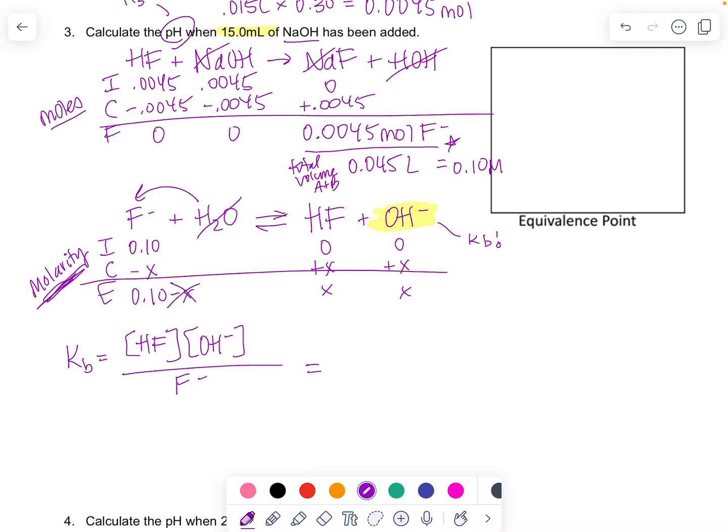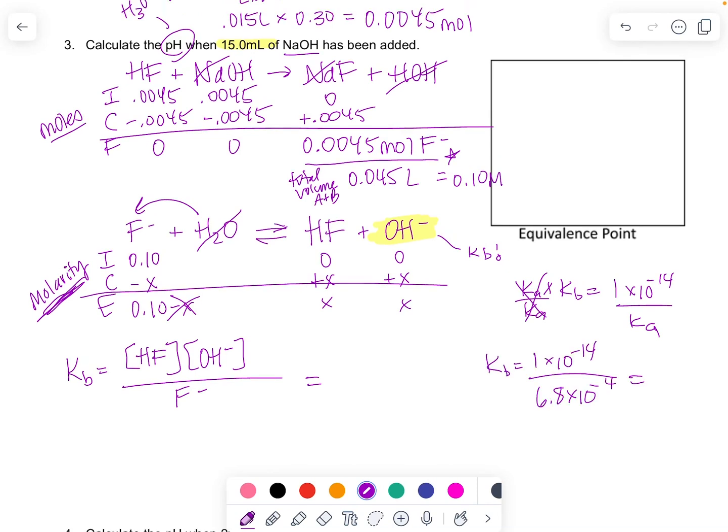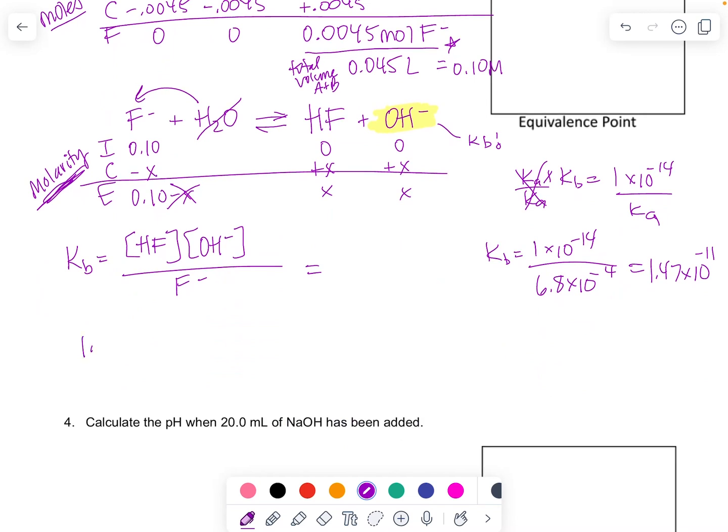All right, so Kb was not given to me. I do know that Ka times Kb is equal to 1 times 10 to the negative 14th. So I can divide off the Ka to find that Kb. So when I do 1 times 10 to the negative 14th divided by the 6.847 times 10 to the negative 11th, I have 1.47 times 10 to the negative 11th is equal to x squared over 0.10.